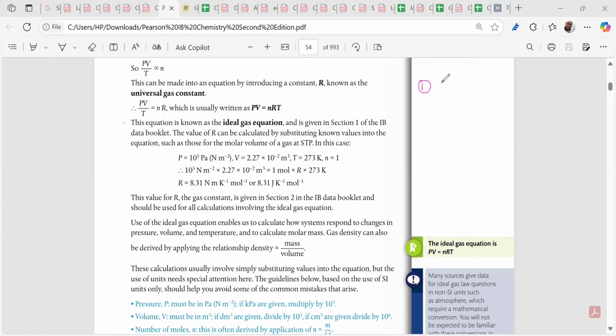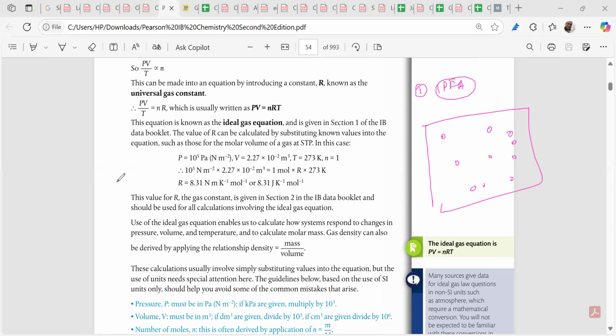When we talk about the ideal gases, the first thing is that there is no interparticular force of attraction between the gas particles, right? Clear? If you see a gas, the first assumption is that there's no interparticular force of attraction between the particles of the gases, right? Is it clear to you?